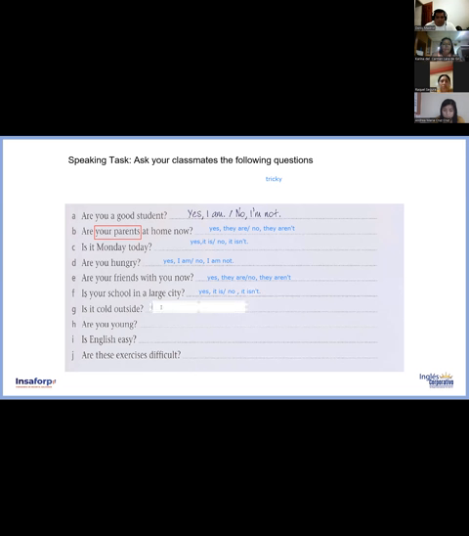No tuvimos mucho tiempo para practicar. Es que a mí fue que me cambié de grupo. Uy, mucha suerte, Fran. So lucky.